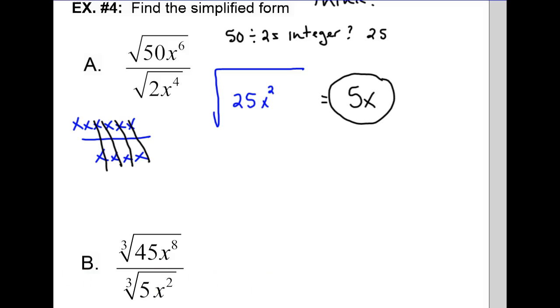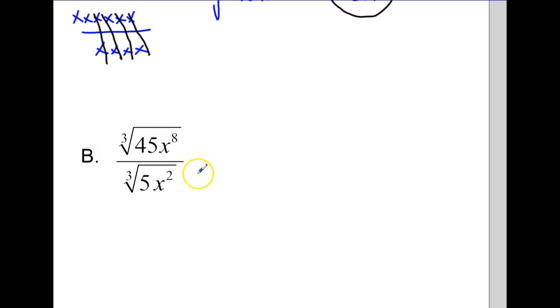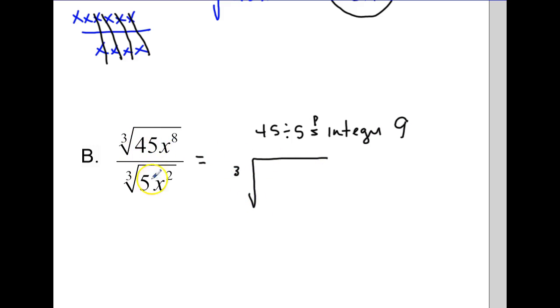Let's try this one. First thing I want you to do is say, is 45 divisible by 5, and does it equal an integer? And it does. It equals 9. So let's put this underneath one whole radical. 45 divided by 5 gives me 9, and x to the 8th over x squared gives me x to the 6th.